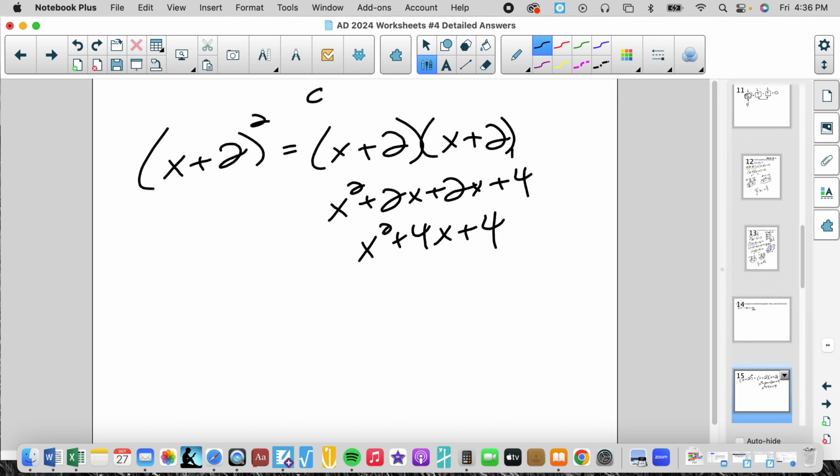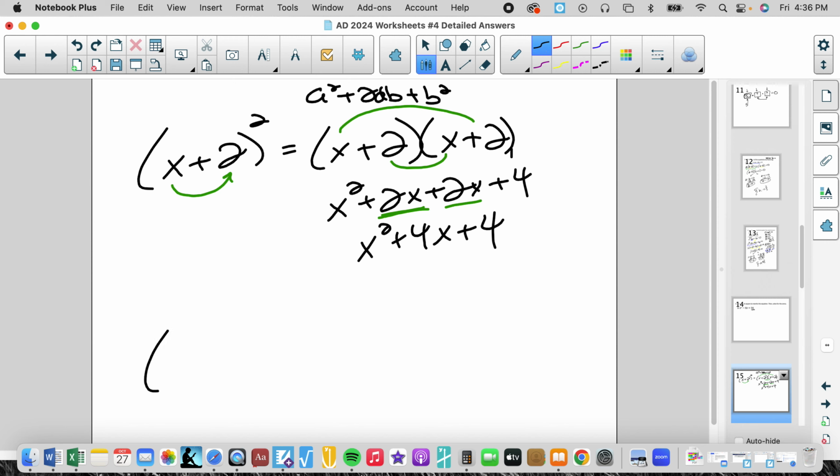Now you could have used the template. Remember that template was a squared plus 2ab plus b squared. And it would have produced that. But we're going to do this out because I want you to see that we are going to be doubling this a times b, this a times b, because x times 2 gave me that 2x. And we're going to get even more sophisticated.